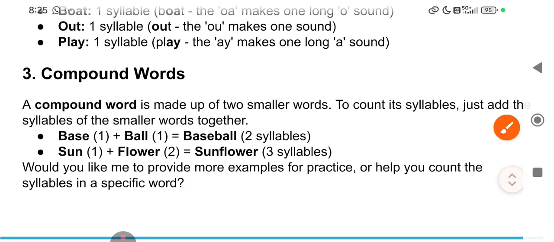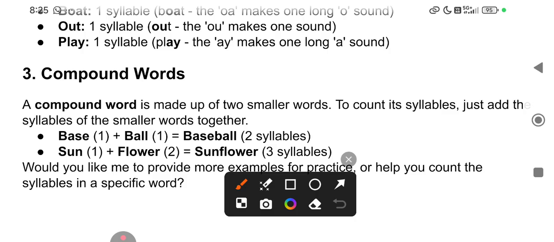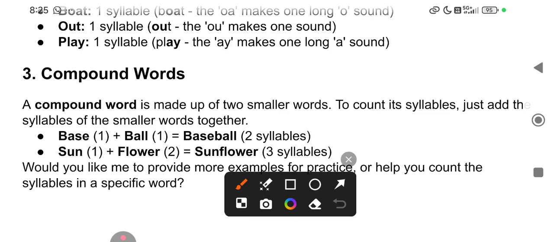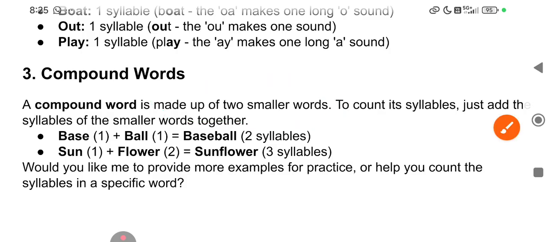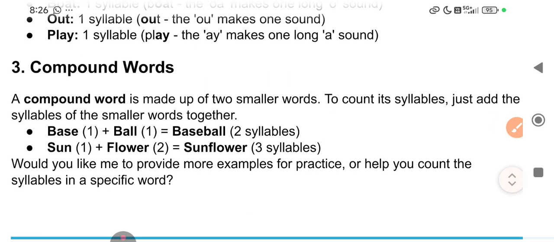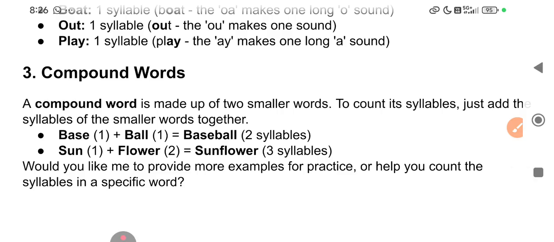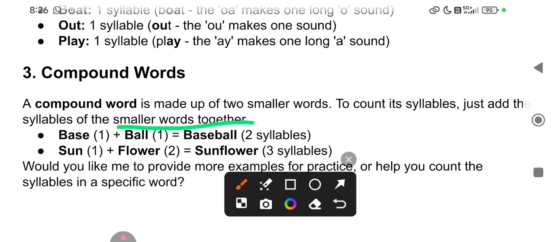Now one more thing is compound words. We have to keep in mind compound words. A compound word is made up of two smaller words. So to count its syllables, just add the syllables of the smaller words together. Let us see. Base, ball. Baseball is two syllables. Why? Because base, ball.